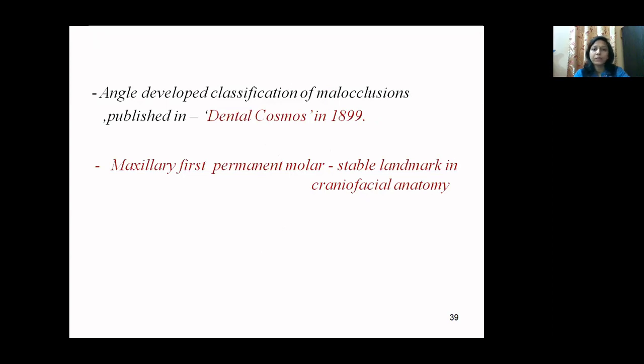Engel developed a classification of malocclusion, which was published initially in the Dental Cosmos in 1899. In his classification, he took the maxillary first permanent molar as a stable landmark in craniofacial anatomy, and based on that, he classified malocclusion into 3 classes. We are well aware of that: class 1, class 2 and class 3 malocclusion.